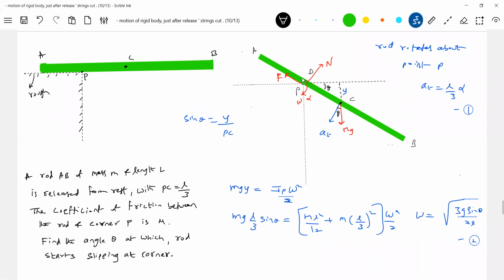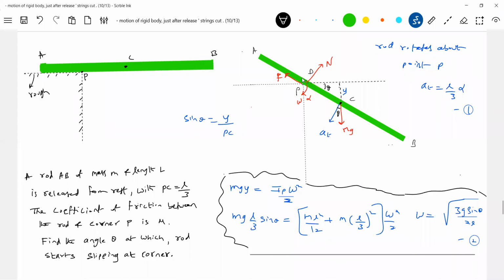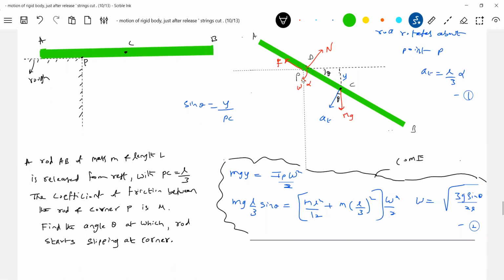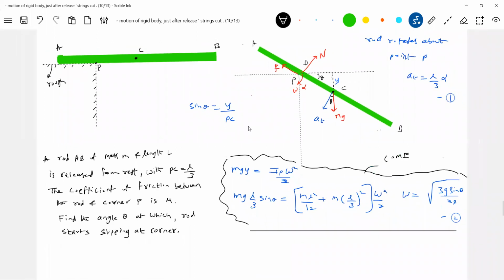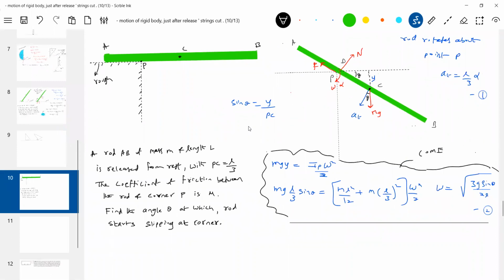So writing centripetal force. So this is the work energy theorem. I'll put some box like that so that it'll be easy for you. So this is based on conservation of mechanical energy. Then let me apply the next, for rotatory motion about point P, as the rod rotates about point P.